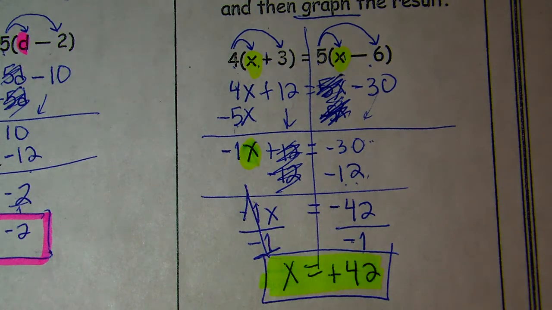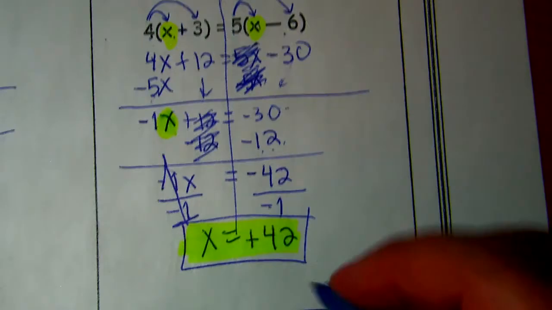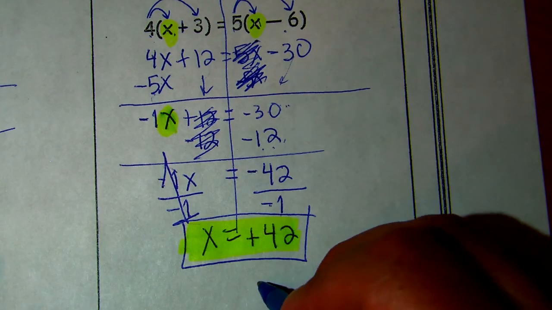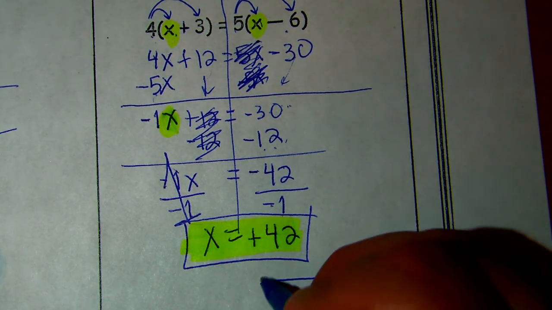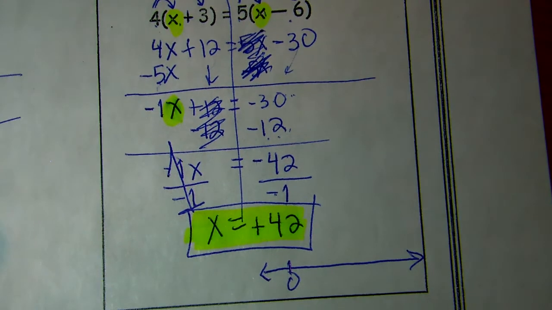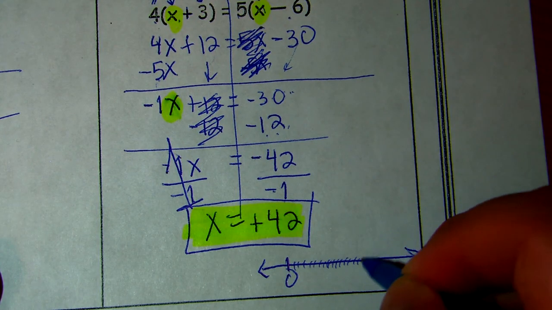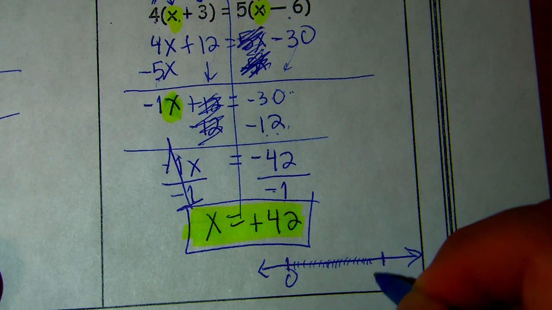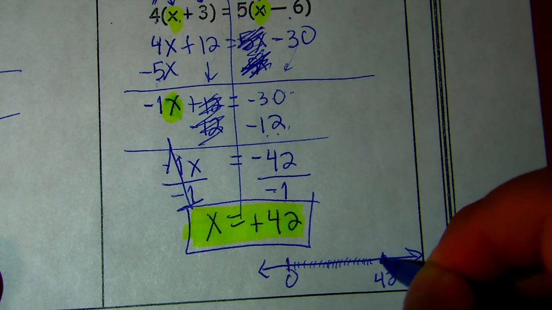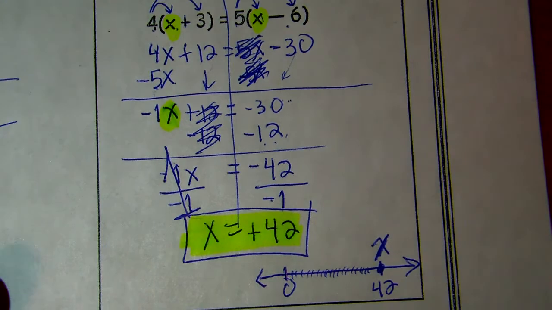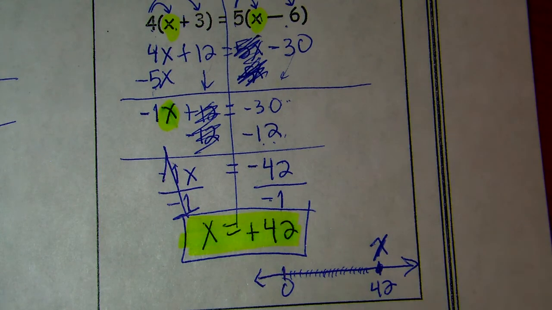Now we need to graph it. 42 is a big number. Okay. So I'm just going to put the 0 right here. And let's just pretend that we marked 41 spaces, and this is the 42, and this is the value of x. And that's it.